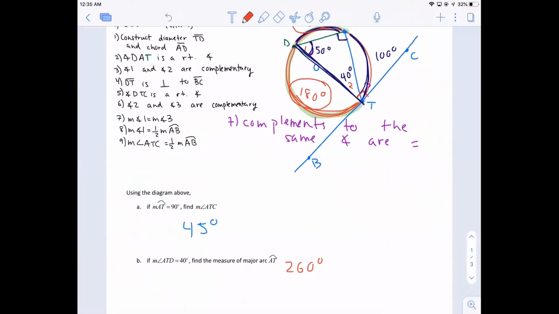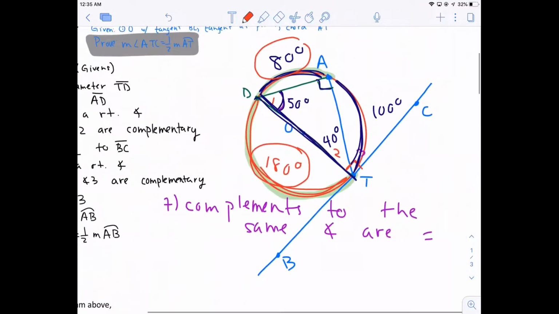Right? And then I could have then asked you to find the measure of angle ATB here, right? And that would be 130 degrees.